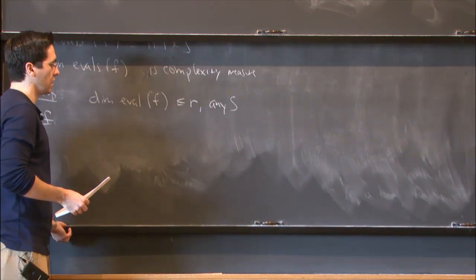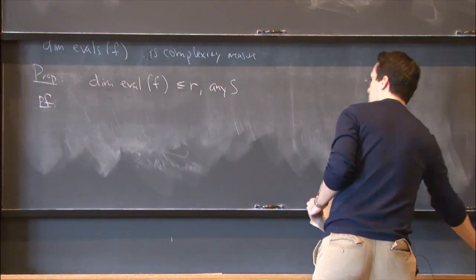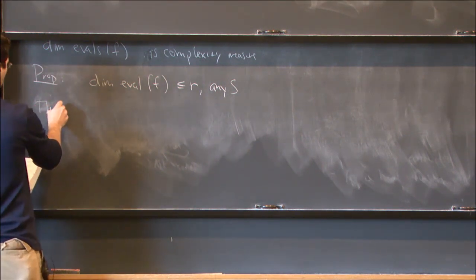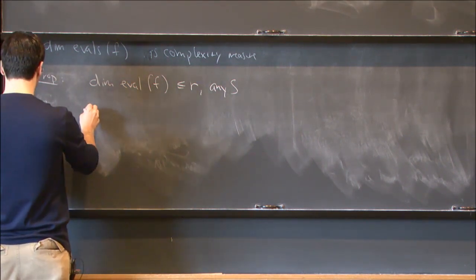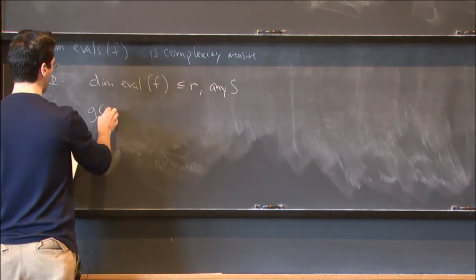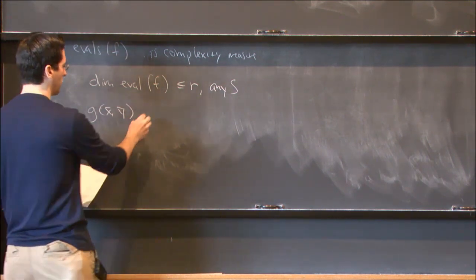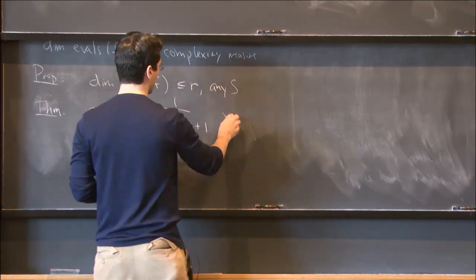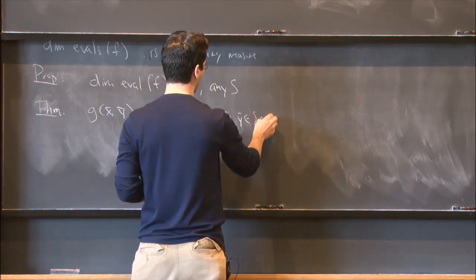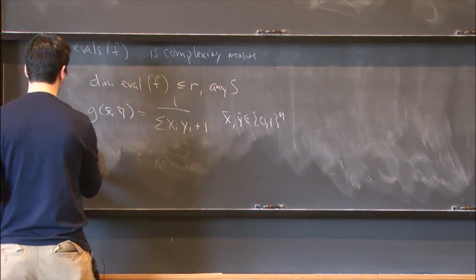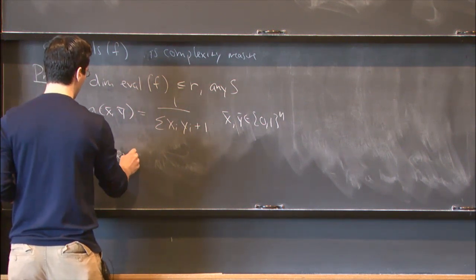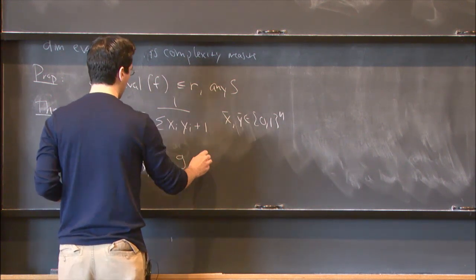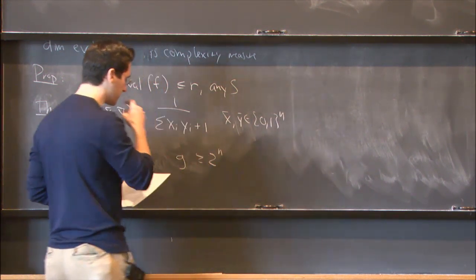Good. And now we want to do the lower bound, which is more interesting. So what is the theorem? The theorem is that suppose you have G, a polynomial in x and y, and it obeys this functional equation where you have this inner product, where x and y are Boolean. Then this implies that the dimension of these evaluations of G is at least exponential in n, 2 to the n.